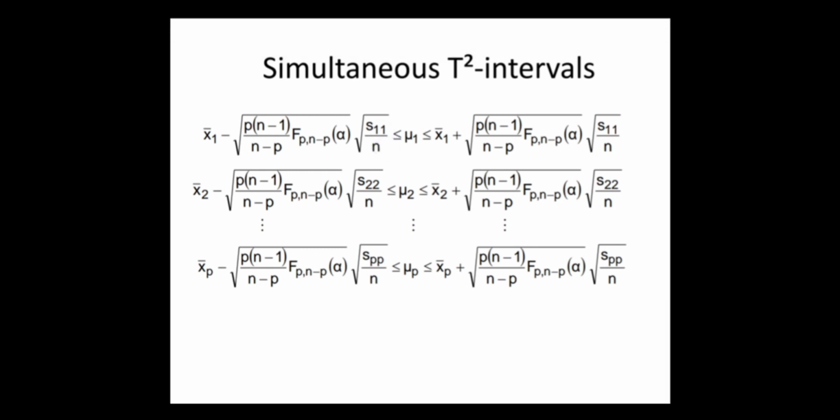Okay, S11 here is the variance of the first variable. But here we have a square root, so you have to take the square root of the variance of the first variable divided by the sample size. Okay, you have to do the same for each of the mu. Okay, so we will get the simultaneous confidence interval for each mu. Okay, let's see the example.